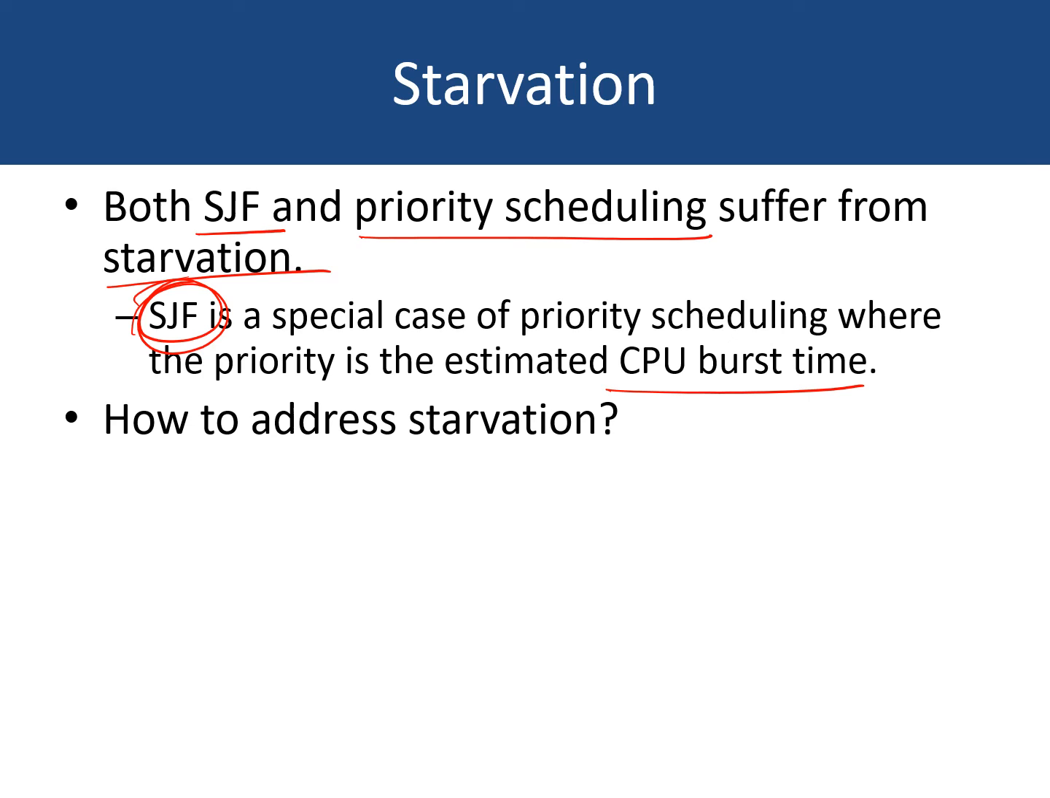This could especially be the case in a heavily loaded computer system where a steady stream of higher priority processes keep coming in, and they will continue to prevent a low priority process from executing on the CPU. Well, so how can we fix this problem of starvation?